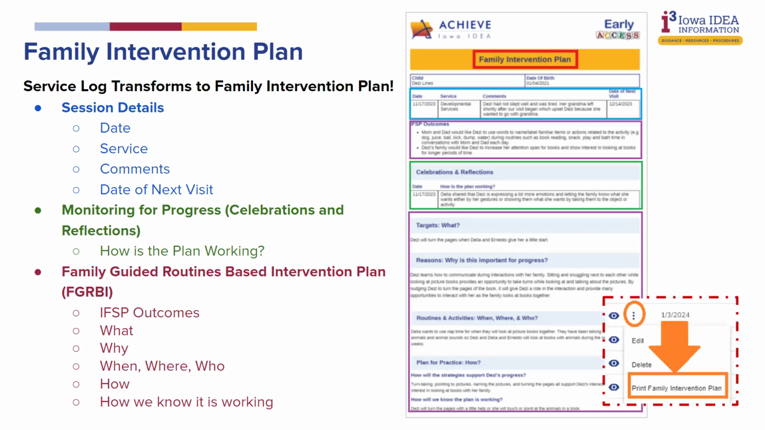After the family intervention plan is opened using the print button, it becomes available on the Achieve documentation page under the Documents heading in Achieve. For more information on using and generating the family intervention plan, please refer to the Achieve Early Access User Guide.